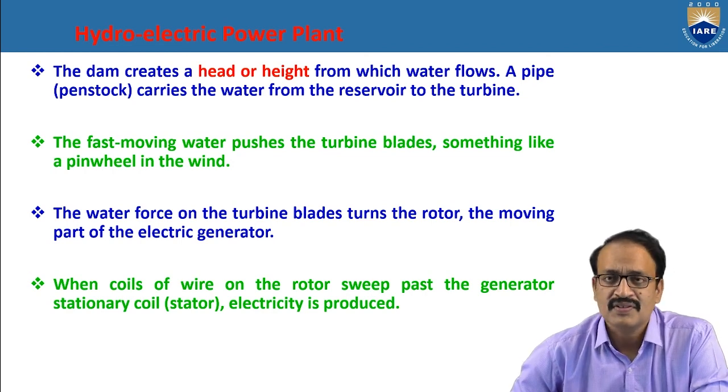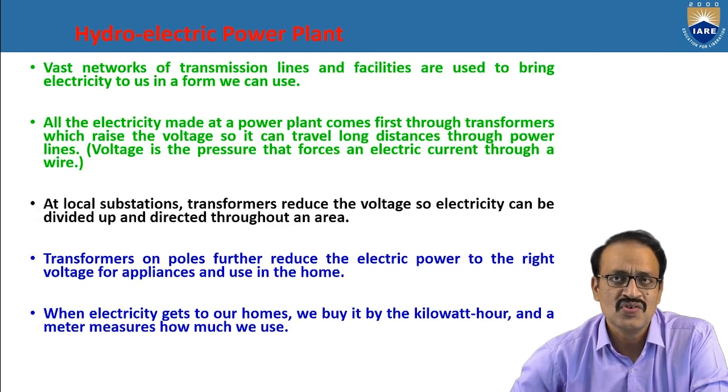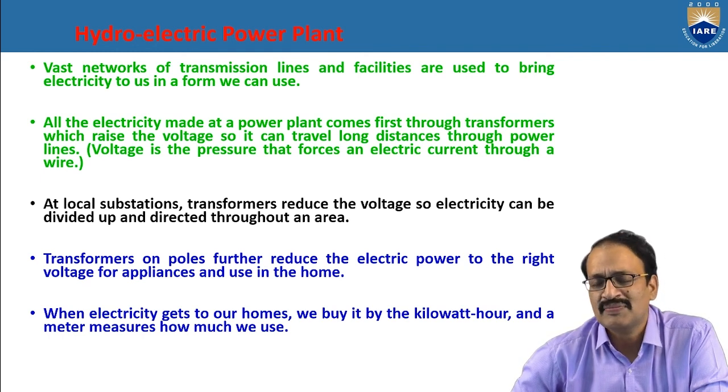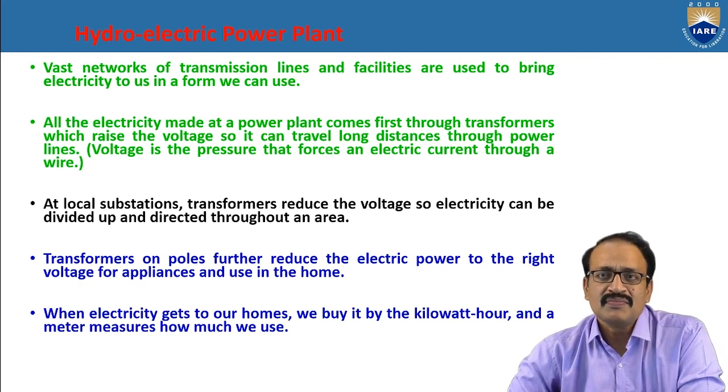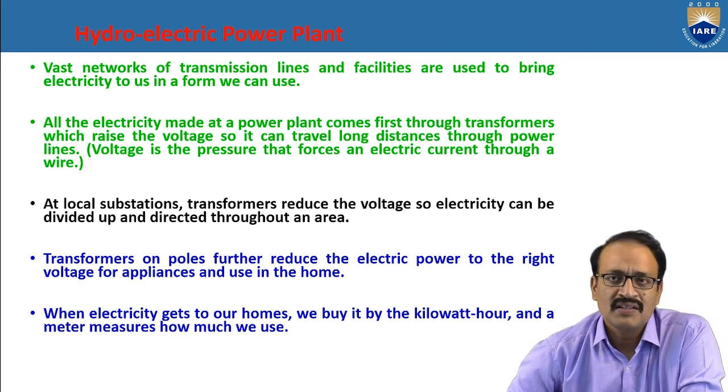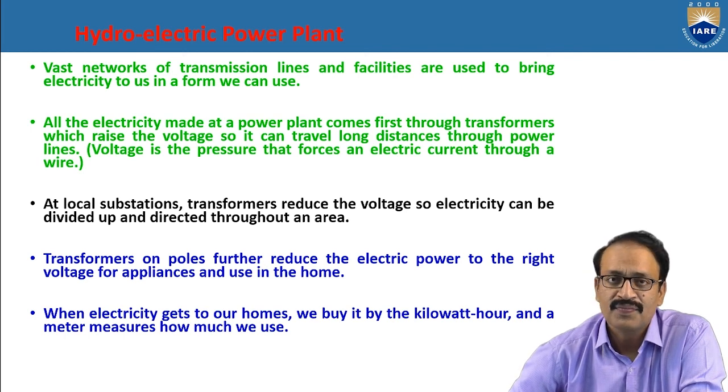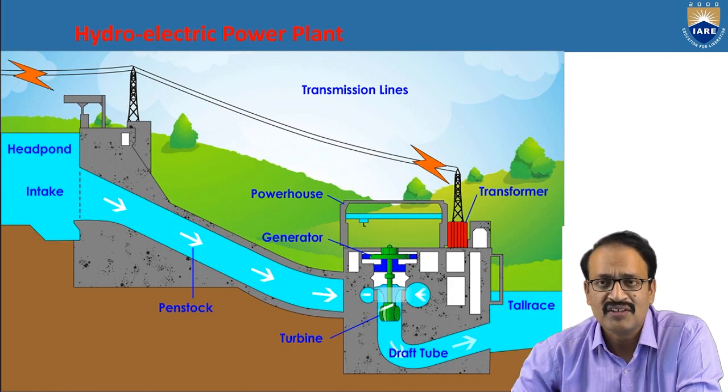After this, the electricity is produced and stepped up, and afterwards we transmit this power with the help of transmission lines. Afterwards, we step down this high voltage power according to the requirements with the help of step down transformers.